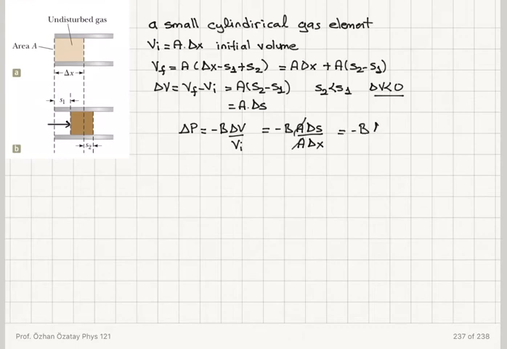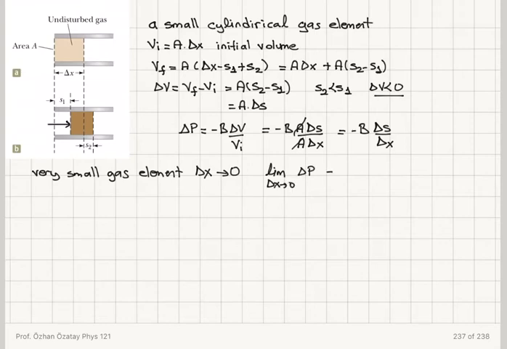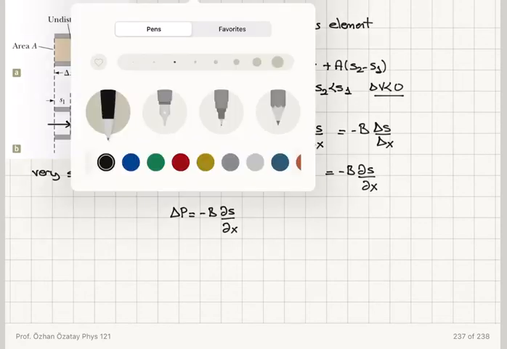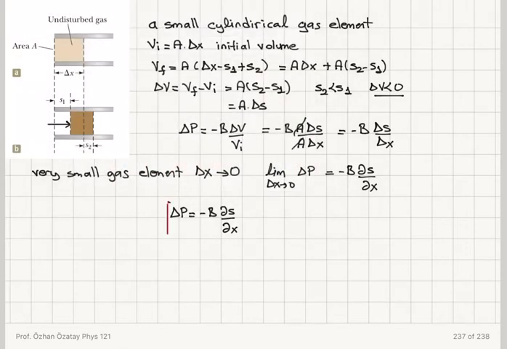These two will cancel. It will become minus bulk modulus delta S over delta X. And if this is a very small gas element, so that delta X is close to 0, then in this limit delta X goes to 0, delta P is going to become minus bulk modulus del S del X. So the relationship between the displacement of the gas molecules and the change in pressure on the gas is given by this equation: delta P is equal to minus bulk modulus of the gas times del S del X, the derivative of displacement with respect to X.